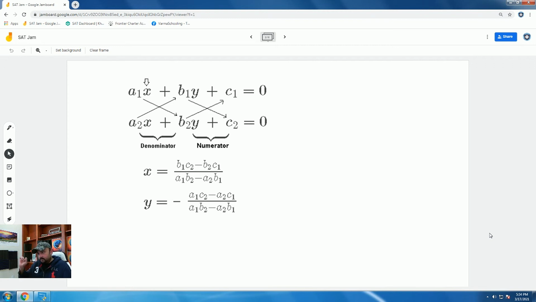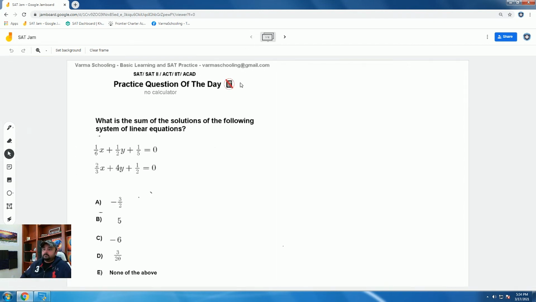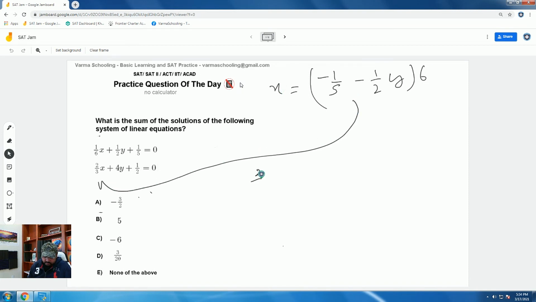Your denominator is always going to be the same. Your numerator changes based on what you're trying to calculate. Just crisscross. If you just remember that, you can instantly solve the equations. It will save you a lot of time instead of having to do like minus 1/5 minus half y times 6 equals x. Now we're going to plug this x value in here, so this is going to become 2 times 3. Oh gosh, 1.5. Just basically 1 over 5, 1 over 2 y times 6 plus 4y.